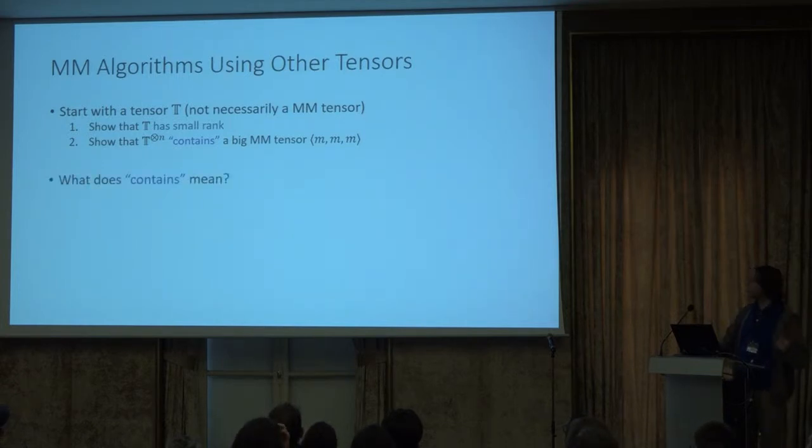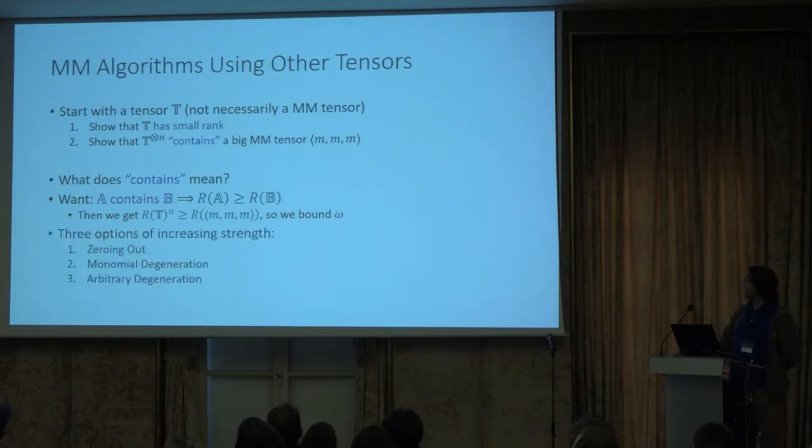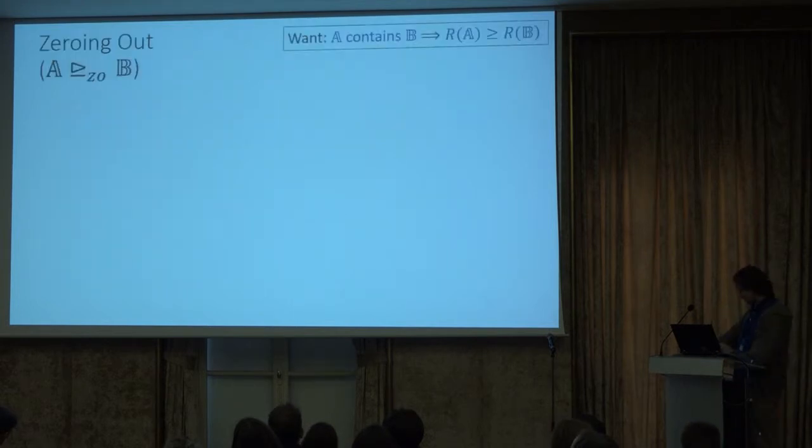And what we want is that if we define contains in the right way, then this will mean that if A contains B, then the rank of A gives an upper bound on the rank of B. And so this method will give upper bounds on the ranks of matrix mult tensors and give upper bounds on omega like we want. So I'm going to tell you about 3 options of increasing strength of what contains means. And these are going to correspond to the solar and galactic and universal methods I mentioned before.